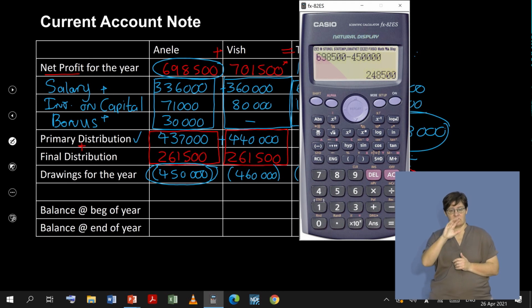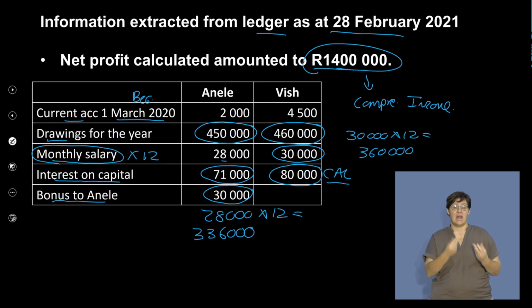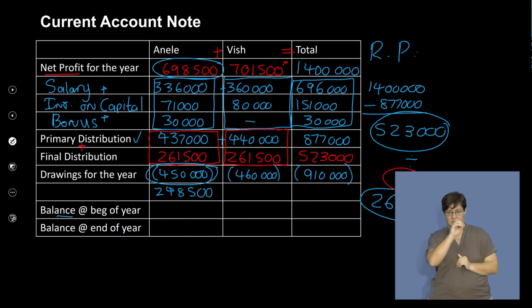So 248,500. Now let's go to her balance at the beginning of the year. So Anele had a favorable balance of 2,000 at the beginning of the year. Remember, if it was unfavorable, then in brackets they would tell us it is debit. But because there's nothing next to it, I know that this is credit. So 2,000, let's take that through.